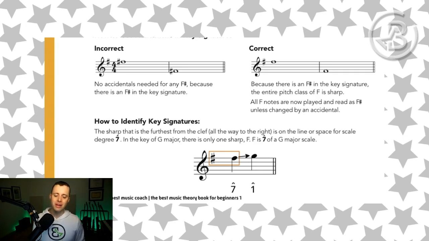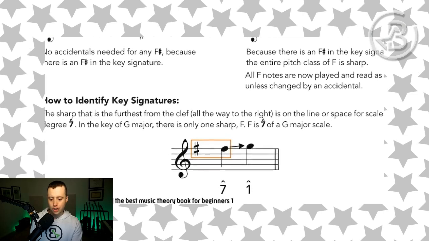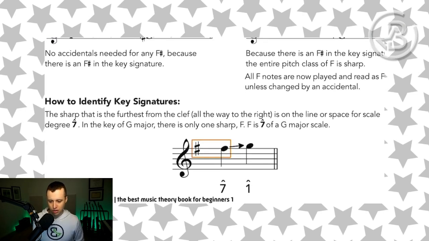Last thing for us to talk about in this lesson is a quick tip to identify key signatures. Whenever you have sharps in a key signature, the sharp that is all the way to the right, in this case we only have one sharp, so it's easy to do, is going to be scale degree 7. So it just so happens that the sharp is on the F line, and F sharp is scale degree 7 of what major scale? G. So that's how we can tell that this is for a G major scale.